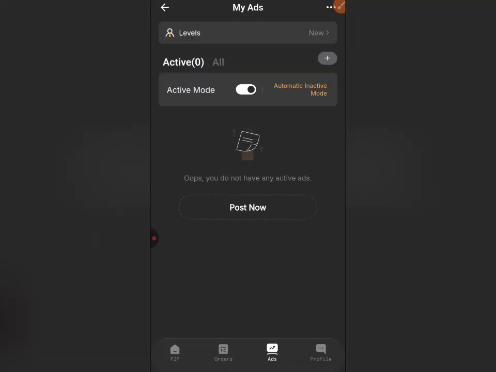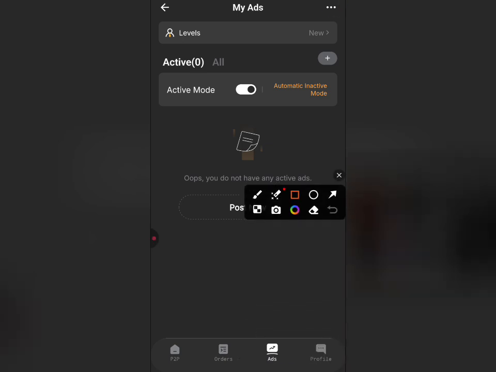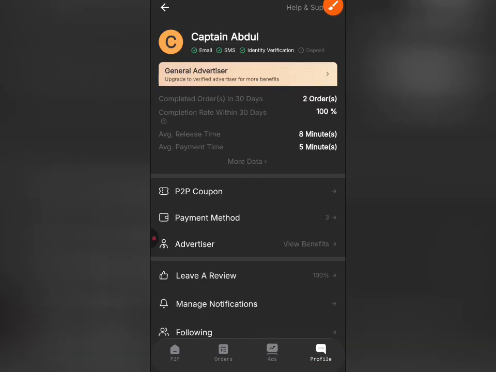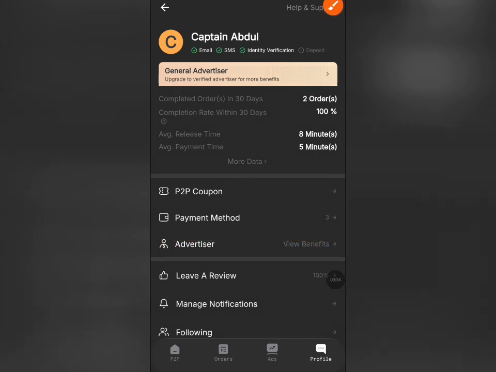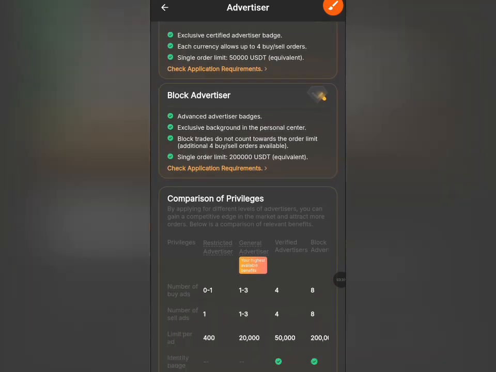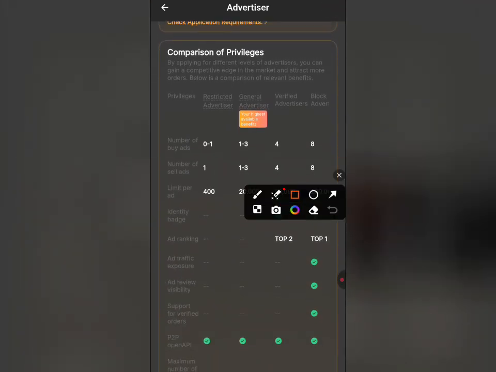Just go back and then you move here where it says profile. Then you come to advertiser right here. Then you move where it says comparison of privilege right here. Then you notice here it shows your highest available benefit, meaning that I'm currently a general advertiser. So whenever it comes here and it shows your highest available benefit, that means you have become a restricted advertiser.